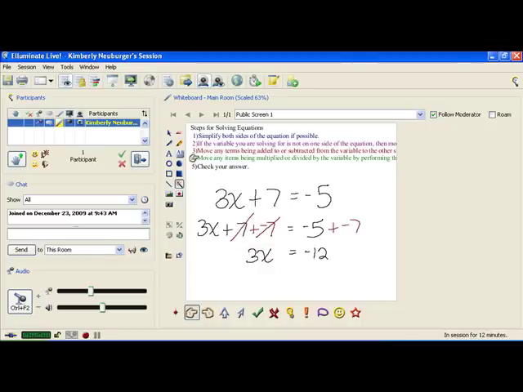So since this step is in green, I'm going to color code it for you. And we're going to divide both sides by 3. Notice I'm using a fraction bar for my division. Fraction bars mean the same thing as divide, so that is fine.